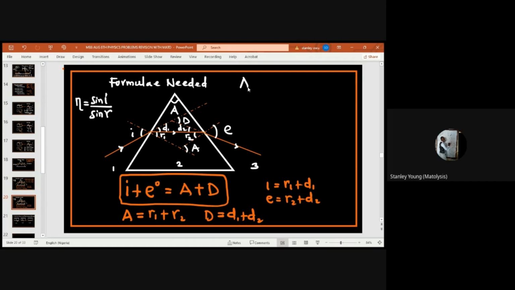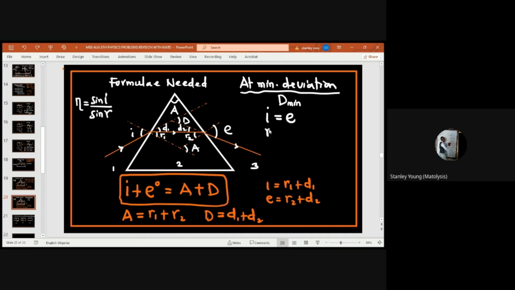So at minimum deviation, the things you need to take note of: number one, the minimum means minimum deviation. You should know that I, which is the incidence, equals E at minimum deviation. I equals E. This I is not equal to E at all times. I equals E at minimum deviation.